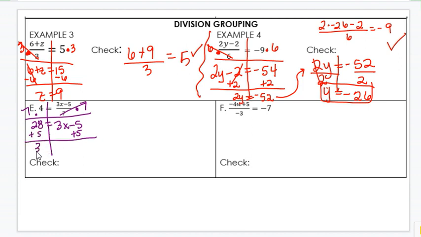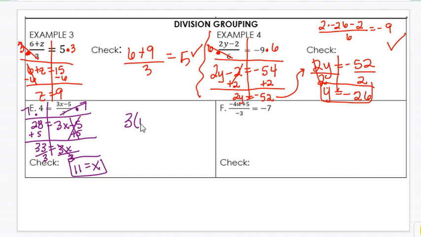28 plus 5 is 33. And I'm left with 3x over here. The minus 5 and plus 5 cancel. Divide by 3. And that is 11 equals x, because 33 divided by 3 is 11, and then the 3's cancel here, leaving me with just x.